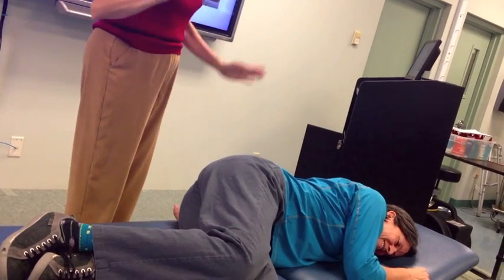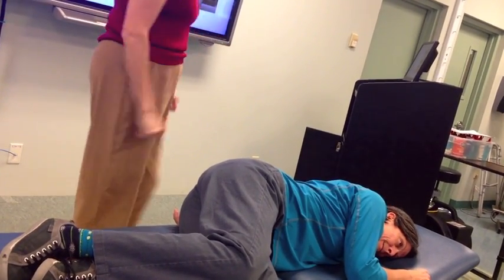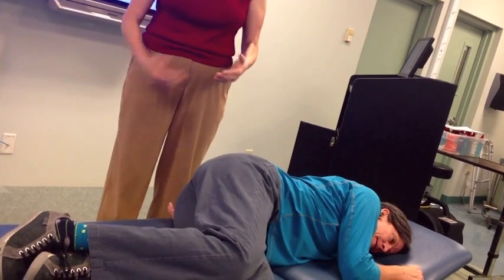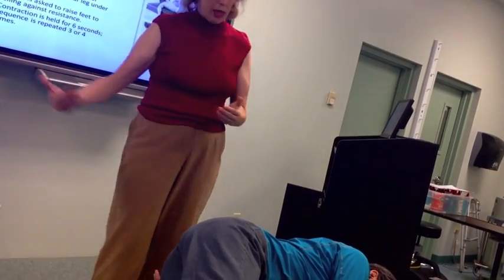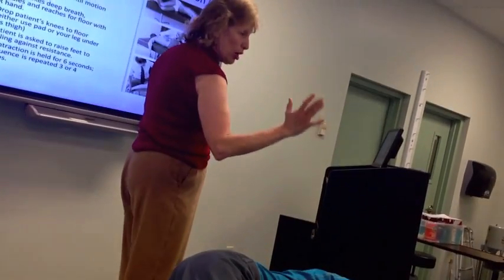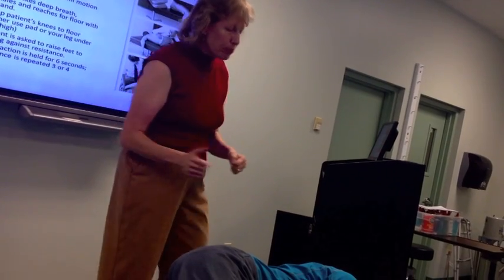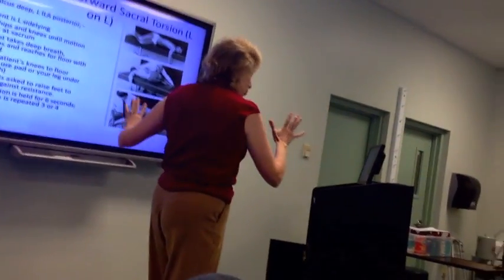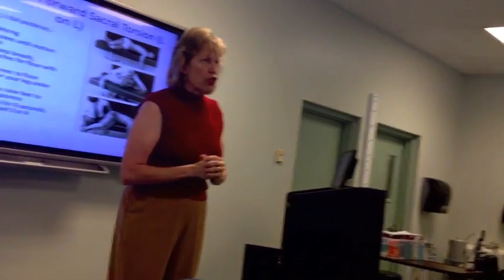Okay, if the sacrum is left, what can't it do? It cannot go to the right. That's what we call its motion restriction, okay? So its position is it's left on left. It cannot go to the right. When my lumbar spine turns to the left, what does that facilitate in my sacrum?